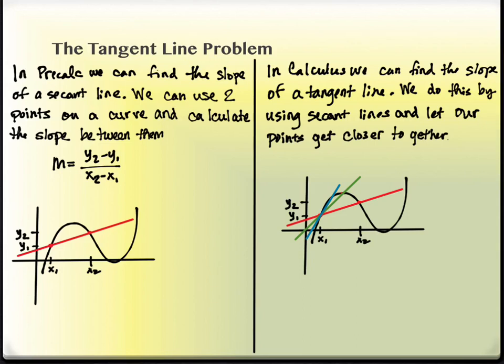And the point that we're calling x2, y2 keeps getting closer and closer and closer to the point we care about, x1, y1, until we're practically there, right? That's the idea. So that's called a limit. We're letting the distance between them get infinitely small. We're letting the points get infinitely close together. That's a limiting process.